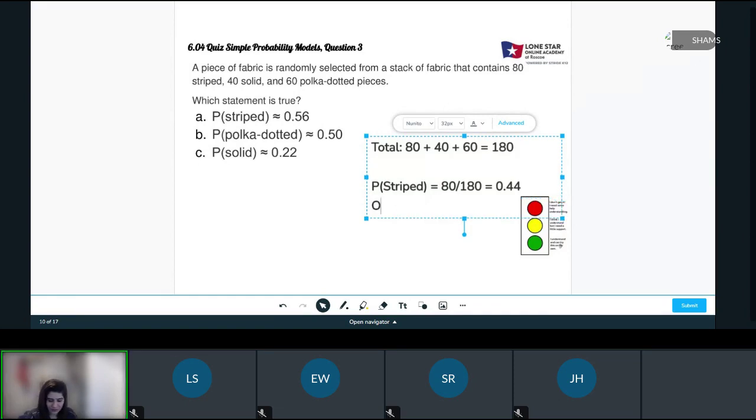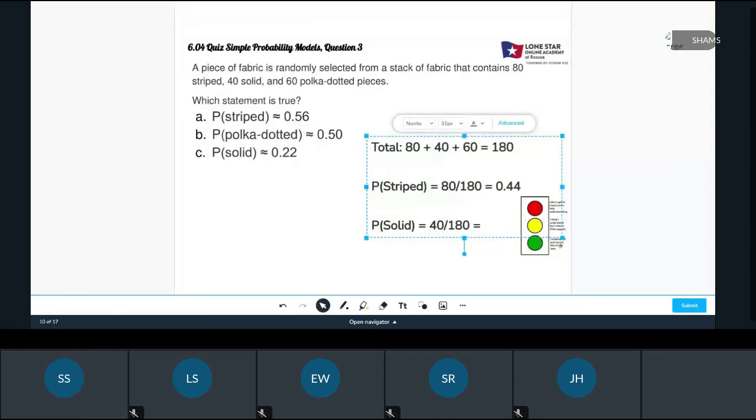Let's do the next one. Probability of polka. No, that's solid, right? Probability of solid. And there are 40 solids. So 40 over 180. Let's do the calculation. Go find for solid, everybody. Work it out.